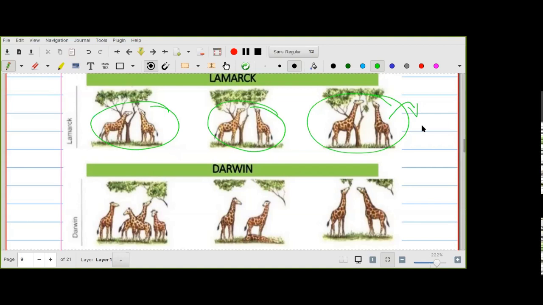While Darwin says, no, there's a great variation. There's some with long necks and some with short necks. The ones with long necks are going to survive. The ones with short necks are not going to survive because they can't reach the leaves. And so who survives and who passes on their genes? The ones with the long necks.